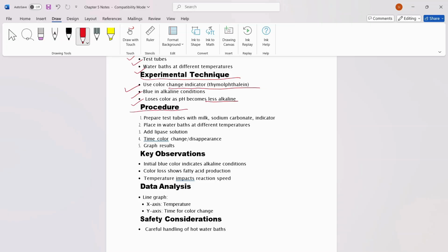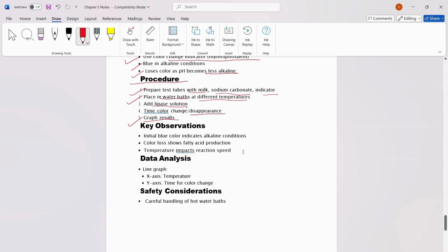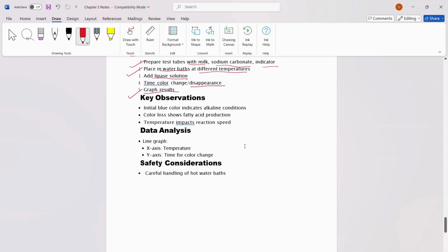Procedure: prepare test tubes with milk and sodium carbonate indicator, place in water baths at different temperatures, add lipase solution. Time: note down the color change and disappearance, and then you can also make a graph to exactly catch the disappearance at the time intervals. Key observation: initial blue color indicates alkaline condition. Color loss shows fatty acid production.